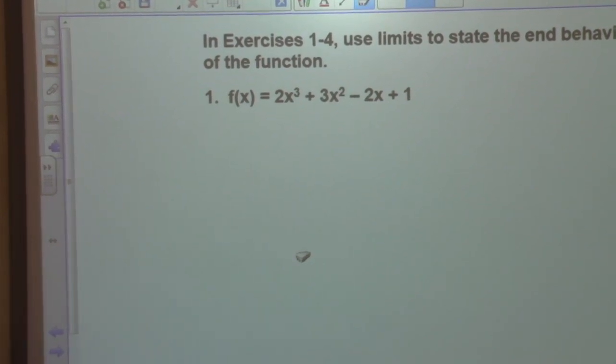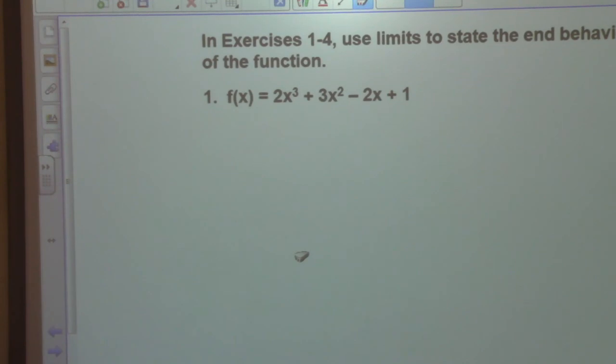We're going to be working on section 2.8, which has to do with polynomial inequalities. So we're going to just do these exercises, which in effect are preliminary to that. I'm going to choose names randomly too to help us out through this. Right here, use limits to state end behavior of the function.